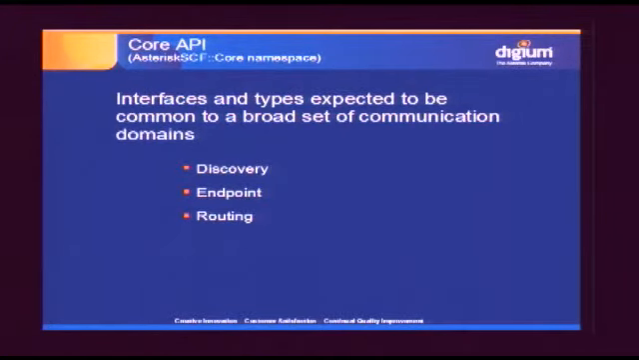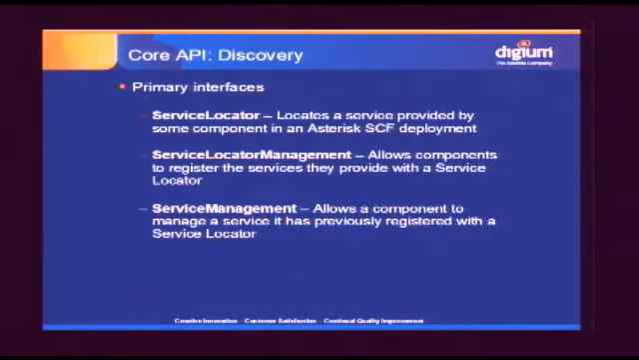Okay, so the core API, these are interfaces and types that we expect to be common to a lot of different domains, not just session communications, and we'll go through each one of these. The discovery API, our discovery mechanism, we think is quite powerful. Kevin talked a little bit about ICE Grid and some of the features it provides out of the box with ICE, but we decided that wasn't quite adequate for the kinds of things we wanted to do. So these interfaces here compose most of what you would see in our service locator.